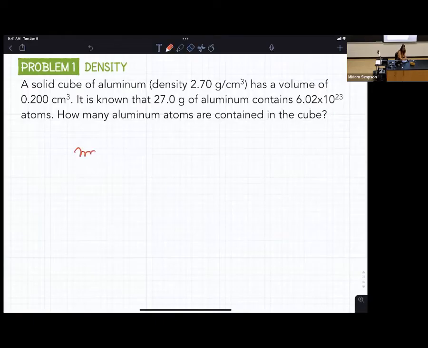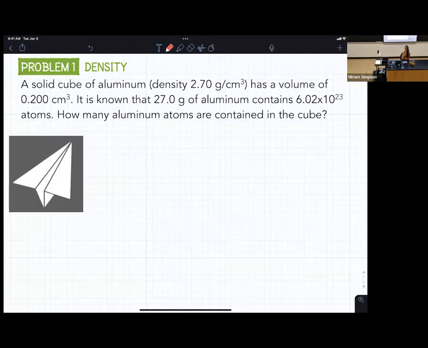Oh, cool. All right. Welcome to the new technology, guys. So we have a solid cube of aluminum. It has a density of 2.70 grams per centimeter cubed. It has a volume of about 0.2 centimeters cubed. And it's known that 27 grams of aluminum contains something like 6.02 times 10 to the 23rd atoms, a number that might seem familiar from chemistry. How many aluminum atoms are contained in the cube?